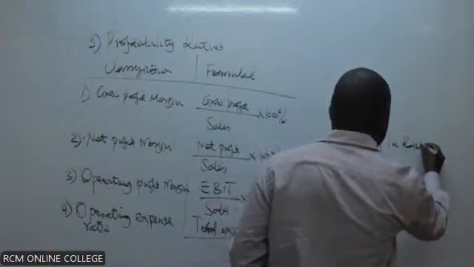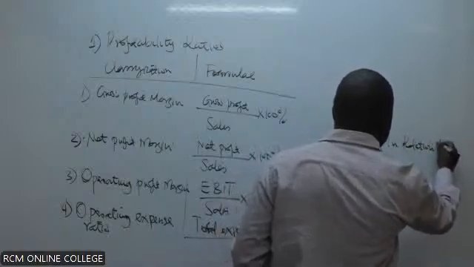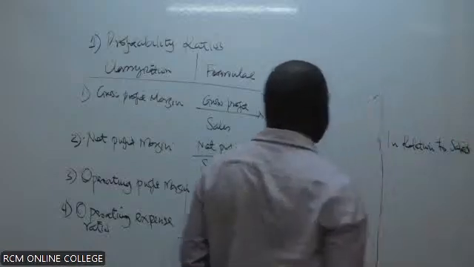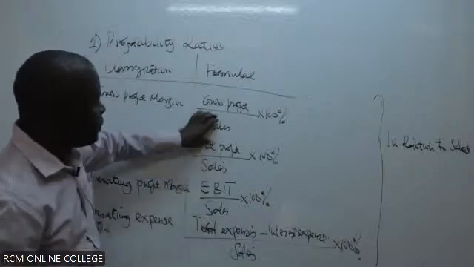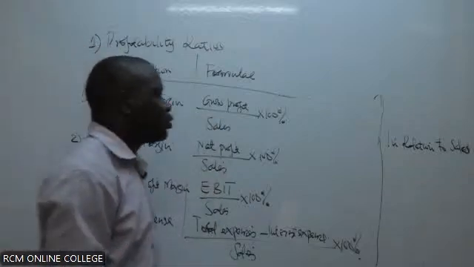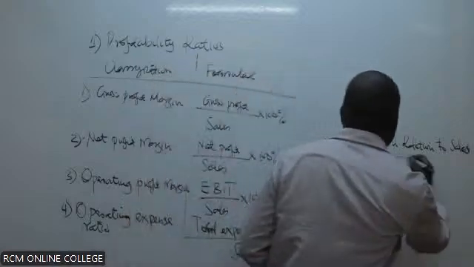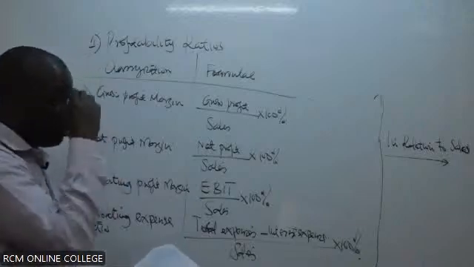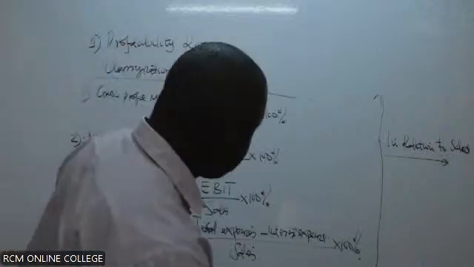These are profitability ratios in relation to sales. You can see that for all of them, the factor here is sales. So these are the profitability ratios in relation to sales, but now we have another category of profitability ratios.